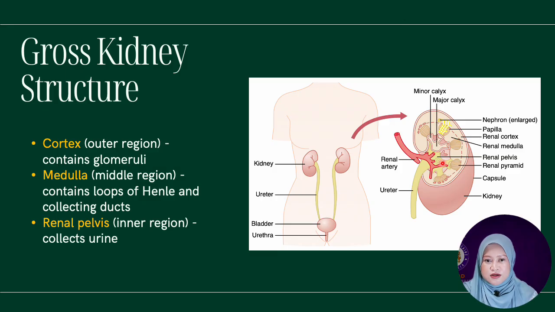And at the center, we have the renal pelvis. So this is not involved in filtration or reabsorption. Instead, it acts as a collecting chamber. So urine formed in the nephrons drains into minor calyces, then major calyces, and finally into the renal pelvis before flowing into the ureter. So at the gross level, the cortex is where filtration begins, the medulla is where concentration is established, and the renal pelvis is where urine is collected before leaving the kidney.